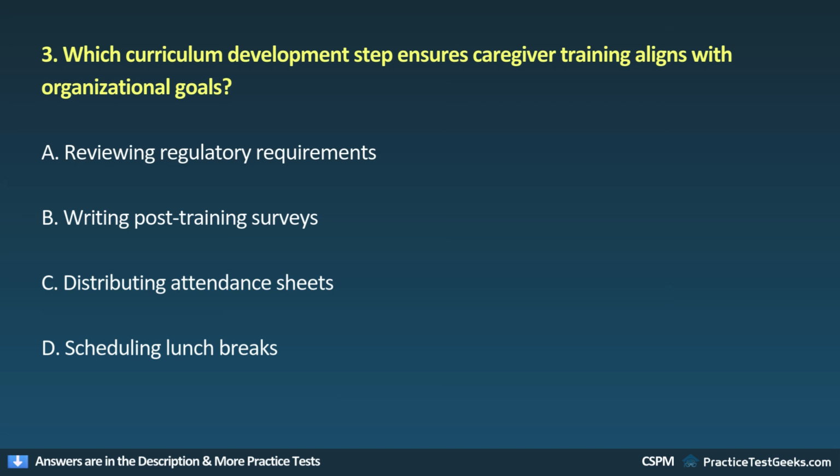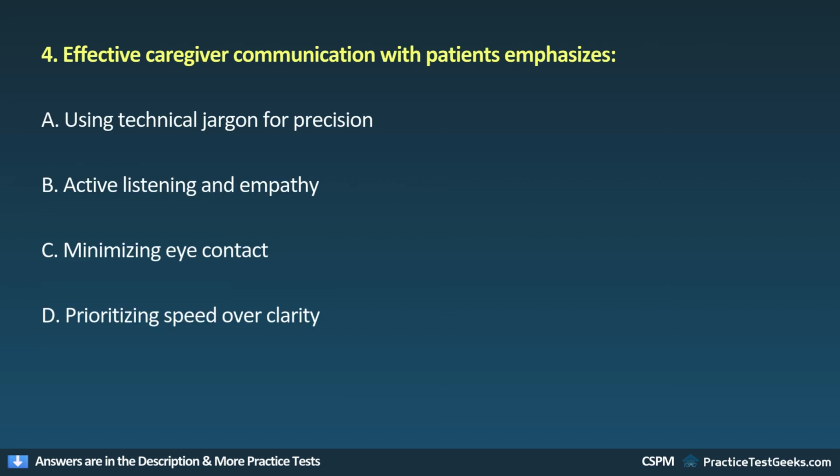3. Which curriculum development step ensures caregiver training aligns with organizational goals? A. Reviewing regulatory requirements. B. Writing post-training surveys. C. Distributing attendance sheets. D. Scheduling lunch breaks.